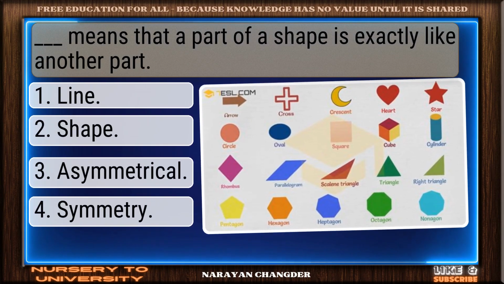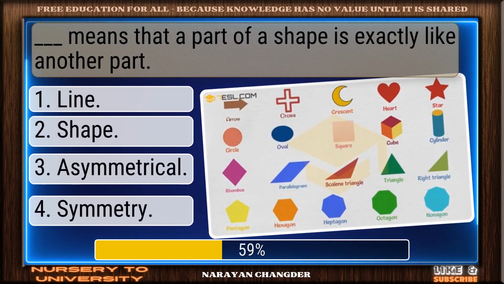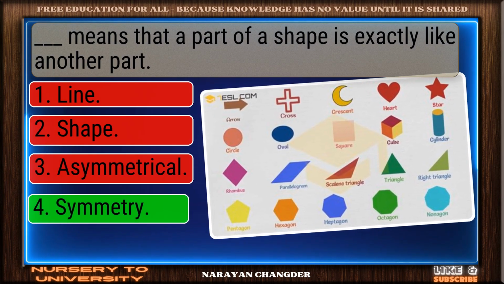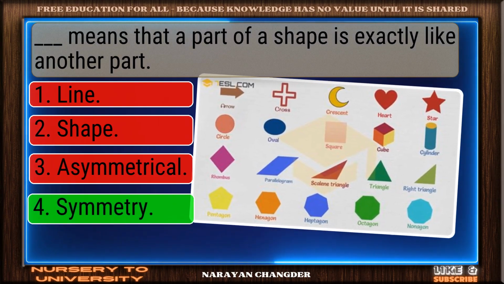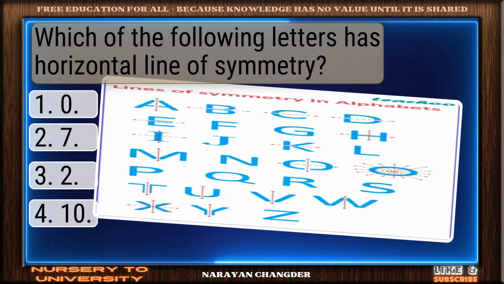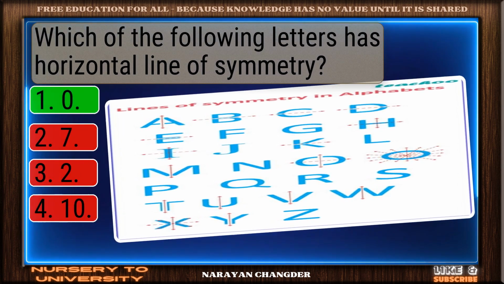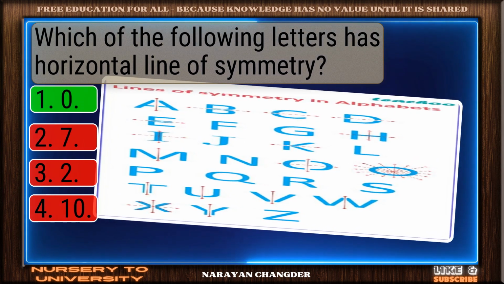Dash means that a part of a shape is exactly like another part. Excellent. Symmetry is a brilliant choice. Which of the following letters has a horizontal line of symmetry? On track. O is the correct answer.